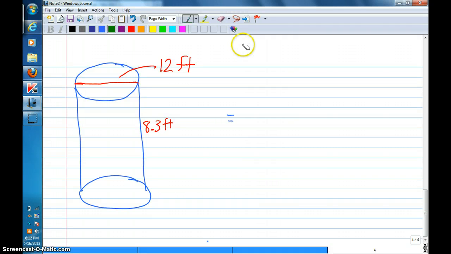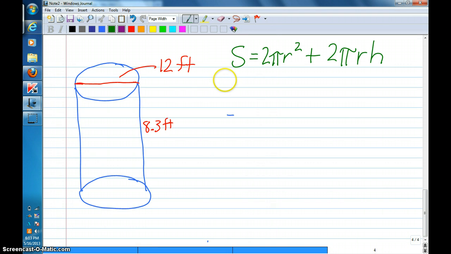S equals 2 pi r squared plus 2 pi r h. So again, let's go through and start to plug in the numbers. 2 times, I'm going to start over here a little bit. 2, oops, my pen froze up here. Oops, now it wrote it a few times. There it goes. Okay, so it's 2 times pi is 3.14.